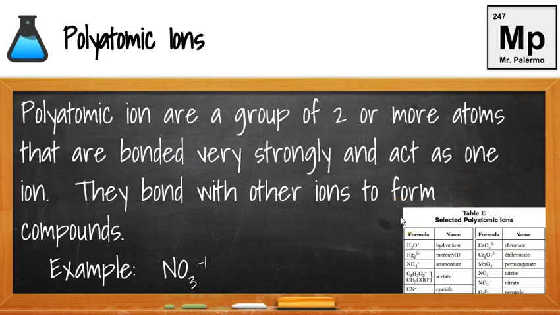Polyatomic ions are a group of two or more atoms that are very strongly bonded together, and they act as one unit or ion. And they will bond with other ions to form compounds. So here's an example of a polyatomic ion, NO3, which is the nitrate ion. The N and the O's are strongly bonded together, and this whole unit carries a charge. So this whole thing is an ion. It has a -1 charge.